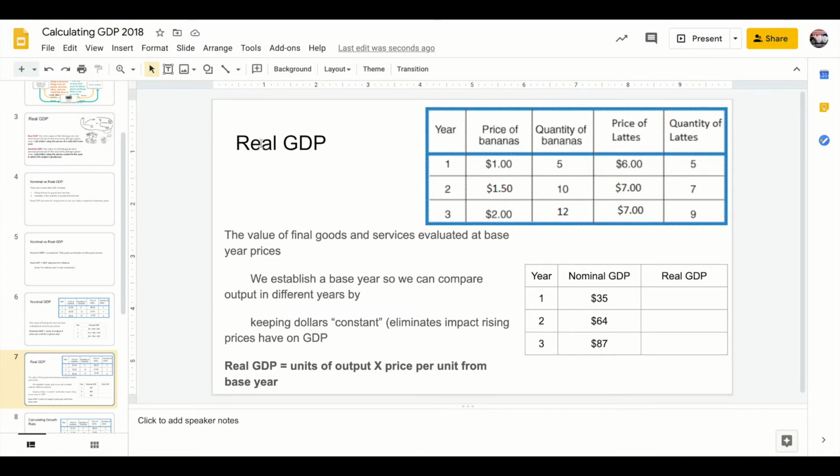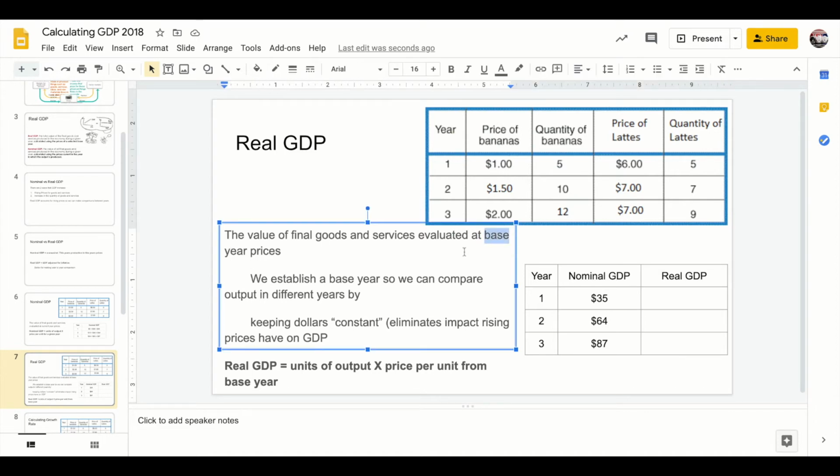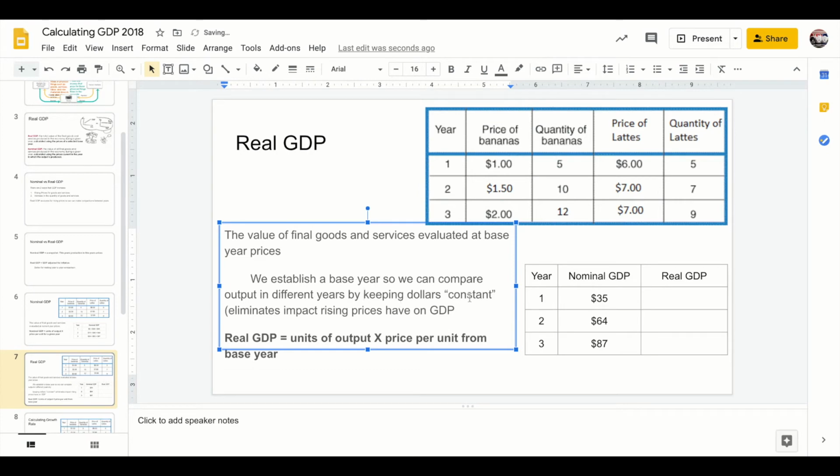For the rest of this year, from now on in this class, when we're talking about real anything, we're accounting for inflation and getting rid of the change in prices so we can actually compare between years. So real GDP is going to be the value of final goods and services evaluated at base year prices. So we establish a base year so we can compare output in different years by keeping dollars constant. By keeping dollars constant, this eliminates the impact that rising prices have on GDP. So we can actually compare between the years.